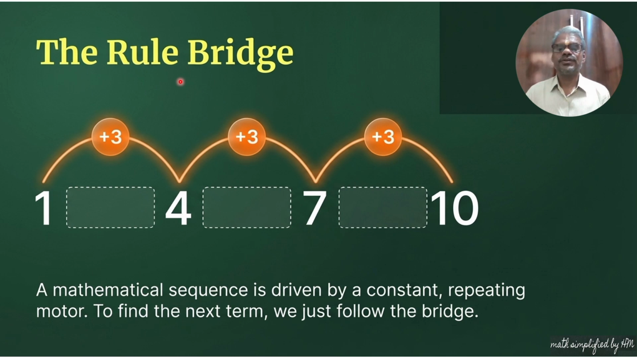The rule bridge. Here 1 plus 3 gives 4, 4 plus 3 gives 7, 7 plus 3 gives 10. So the next term will be 10 plus 3, which is equal to 13. Thus, a mathematical sequence is driven by a constant repeating motor. Here the motor is plus 3. To find the next term, we just follow the bridge.